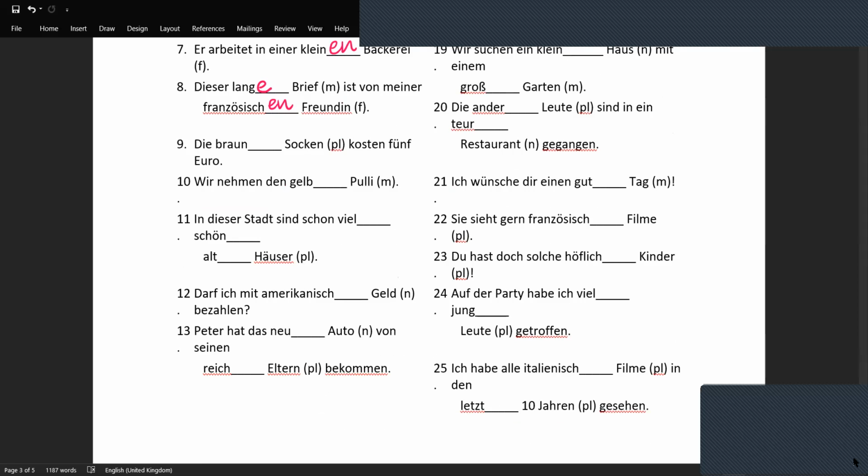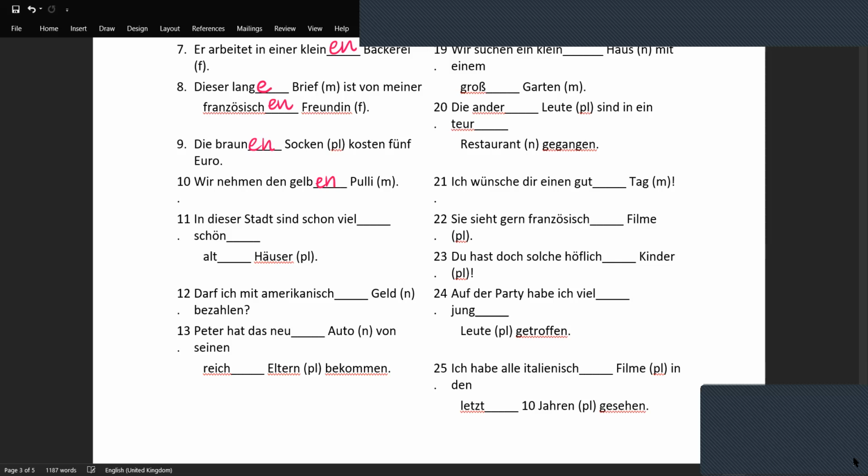Number 9. Okay. The brown socks, plural. Braunen. Wir nehmen den gelben Pulli. Accusative masculine. Gelben. Okay.